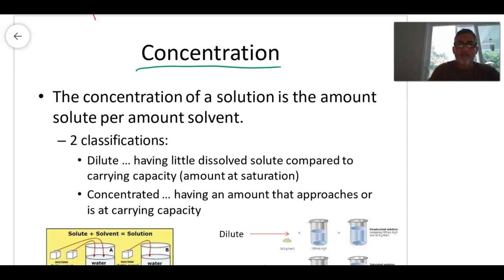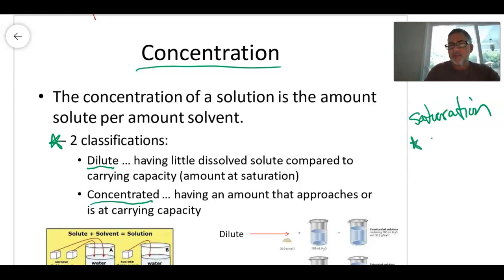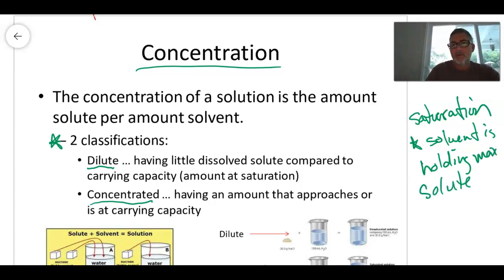So we have qualitative and quantitative type measurements. A qualitative measurement is something where I just state something without measuring it. We have two qualitative measurements: dilute and concentrated. This word saturation is when a solvent is holding max solute. That's what saturation means.